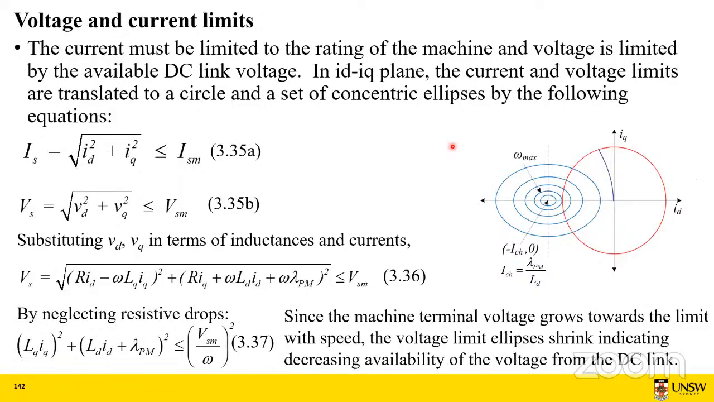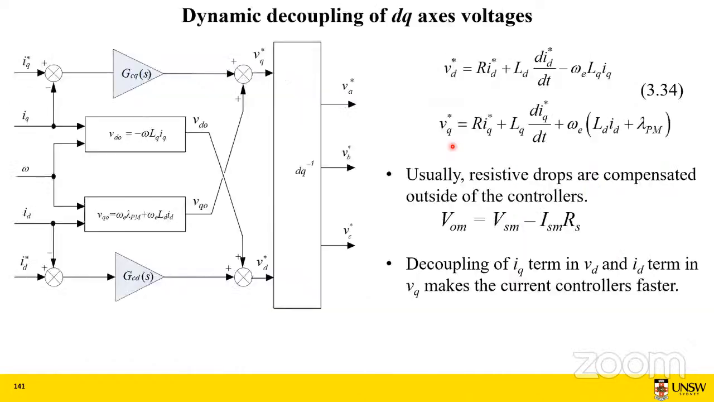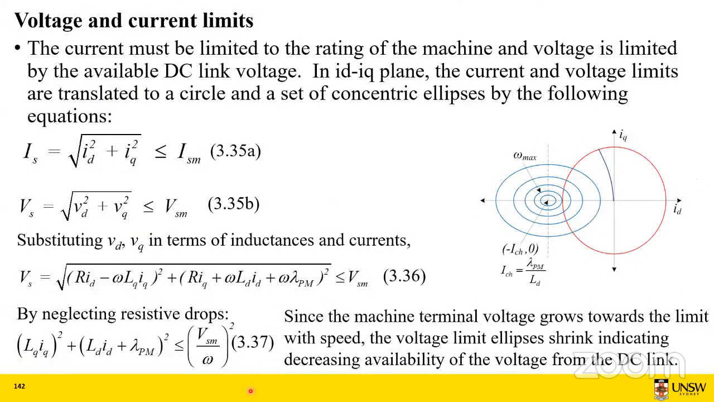Now, a couple of things we have to remember: we cannot just keep increasing our current to whatever value we like, or similarly, we cannot keep increasing our voltage to whatever value we like. We can't do that. The motor has its limitation. It can go only up to its rated voltage and rated current.